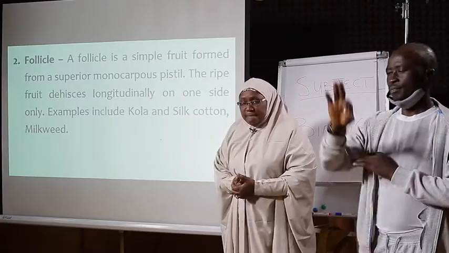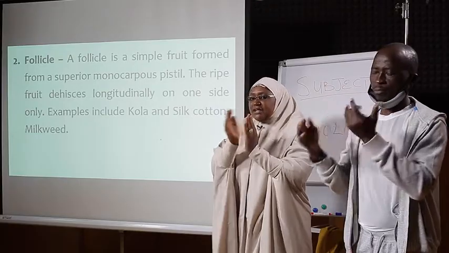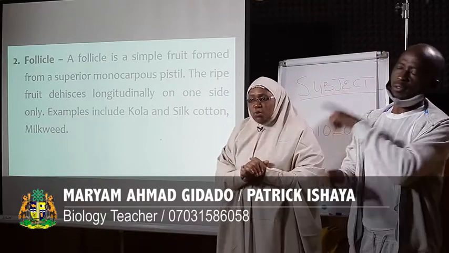That is the follicle. A follicle is a simple fruit formed from a superior monocarpous pistil, just like the other one, superior monocarpous ovary. It dehisces or it splits along one side. The other one is split along both sides. There are two sides, the left and the right. Both of them will open. But in follicle, one side will open.